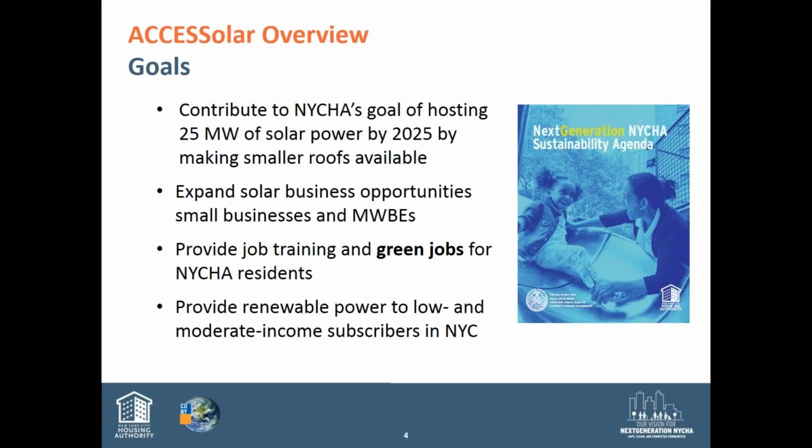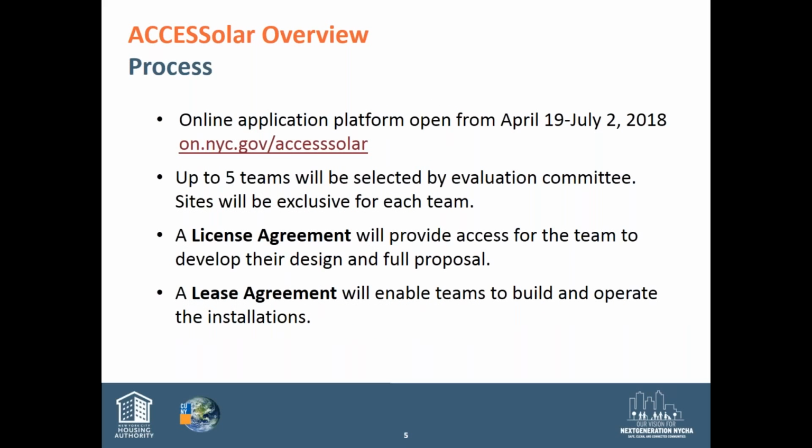About 10,500 NYCHA residents are billed directly by Con Edison, and low-income households usually pay a disproportionate amount of their income towards utility bills as compared to more affluent customers. So we want this solar program to help those households benefit from lower-cost solar energy. So we'll start with just a very brief overview of how this ACCESSolar program will work.